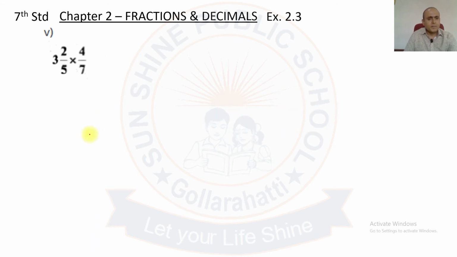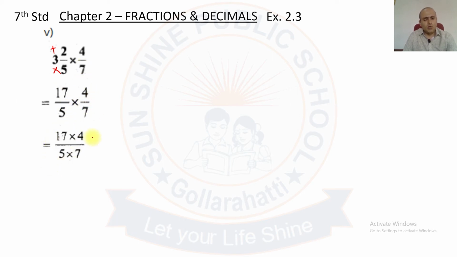Next question. 3 2 by 5 into 4 by 7. Let us convert this mixed fraction into an improper fraction, that is 3 5s are 15 plus 2, 17 by 5 into 4 by 7. Now multiply the numerators and denominators, that is 17 into 4 by 5 into 7. When you multiply we get 68 by 35, and these two numbers do not divide by any other number. Therefore we should convert into a mixed fraction.